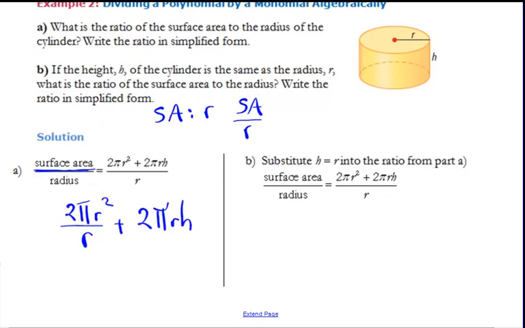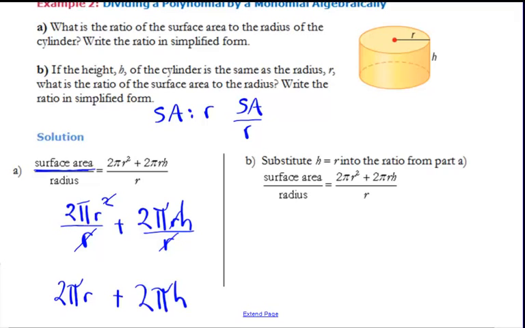All right. So, divided by r. So let's reduce now. Remember that r squared divided by r is r. So we're left in our answer with 2 pi r plus, and what happens on this side? Well, we have r divided by r. They can both cancel, and we're left with 2 pi h. Okay. Now, what happens in question B?